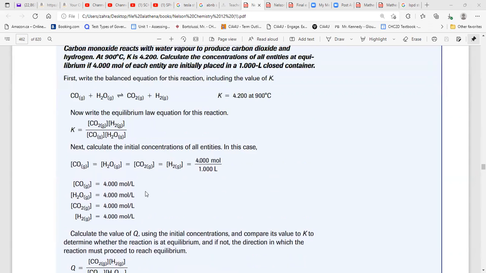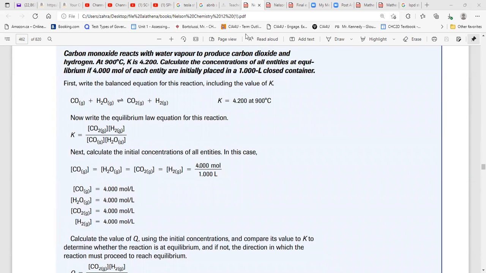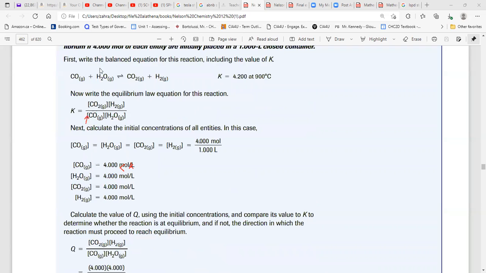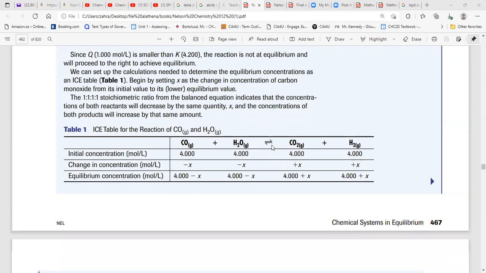Okay, look, the K was 4.2, and here it is 1, right? So Q is less than K, and you need to increase Q in order to be equal to the equilibrium state. Increasing Q means you are increasing your numerator. Increasing the products means the reaction needs to go forward. So you have a forward reaction. This is very important to determine which direction you need to go. Then you can establish your ice table.